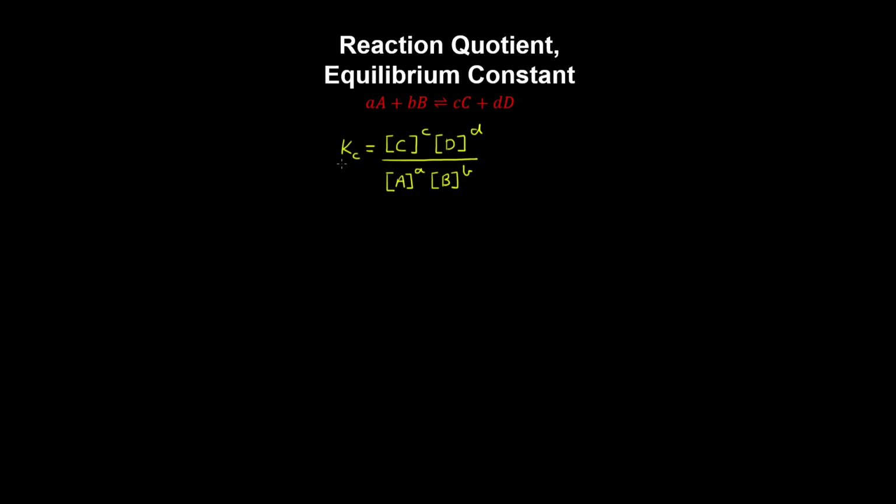Now if the reactants and products are gases, it's more convenient to calculate the equilibrium constant in terms of the partial pressures, where we have the partial pressures of the products in a numerator raised to the stoichiometric coefficient on the partial pressures of the reactants in a denominator raised to the stoichiometric coefficients. And the equilibrium constant depends on the temperature, because you'll get a different set of equilibrium for a reaction at different temperatures.